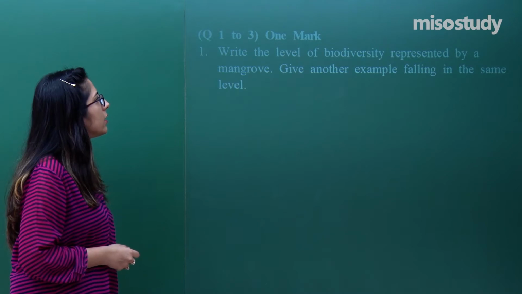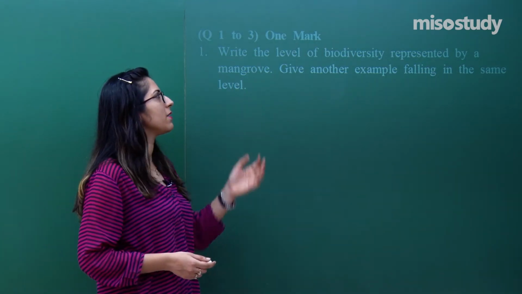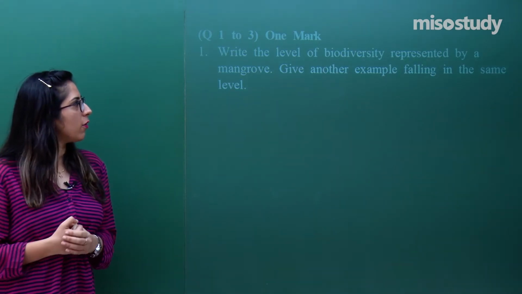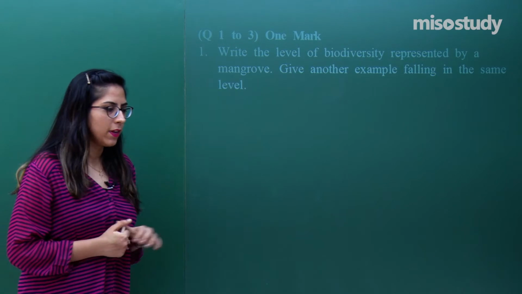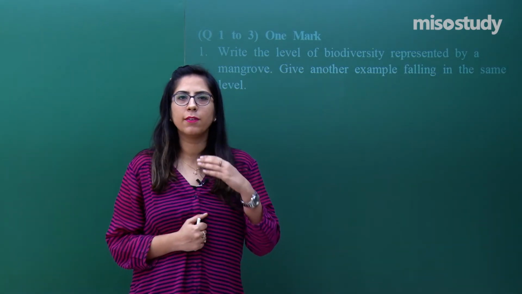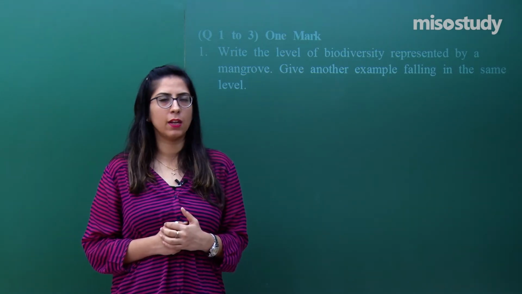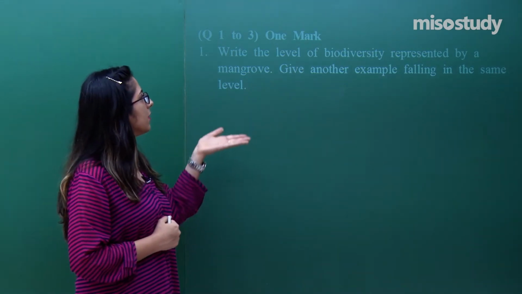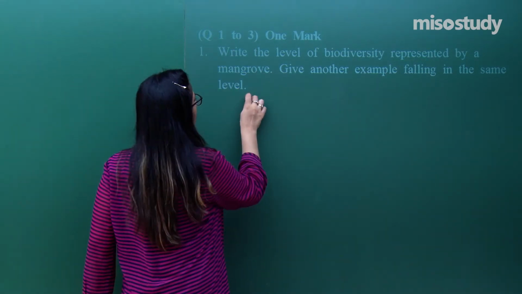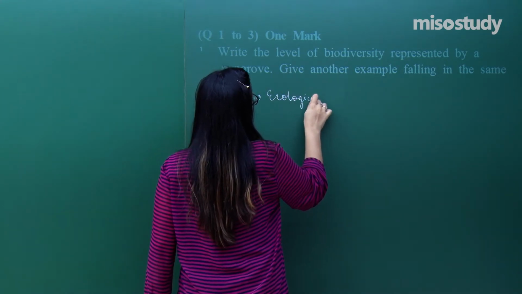Question number 1 is of 1 mark. That is, write the level of biodiversity which is represented by mangroves and give other examples falling in the same level. When I started that topic in the first session, we discussed the different levels. Genetic level was there, the species level was also there, whereas the mangroves fall under the ecological level.